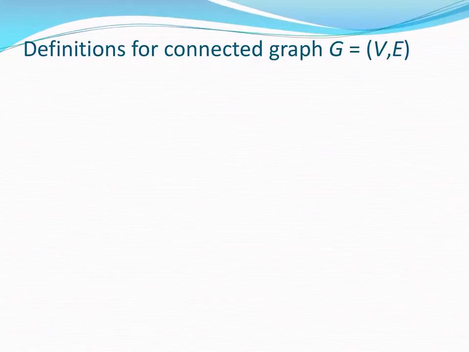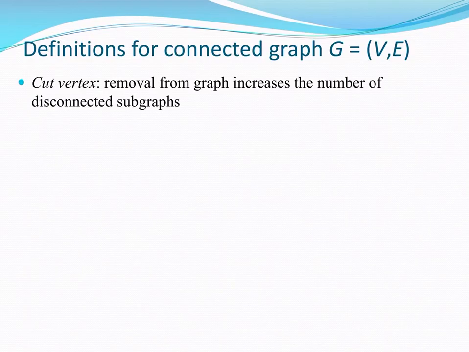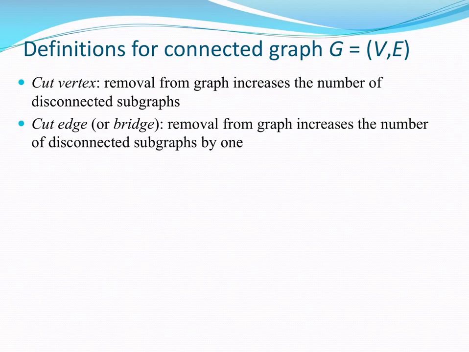We're in Rosen, section 10.4 on graph connectedness, and now we discuss some definitions related to connected graphs. If we have a connected graph and there is a vertex that causes the number of disconnected subgraphs to increase, that is called a cut vertex. And if you have an edge that, if you remove that edge, the number of disconnected subgraphs grows by 1, that is called a cut edge.